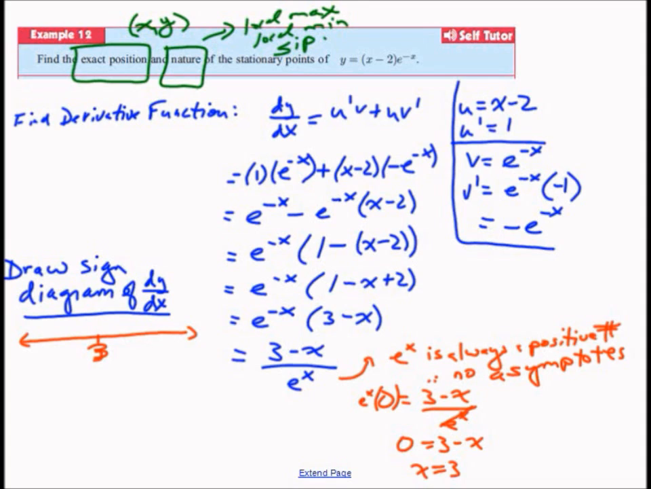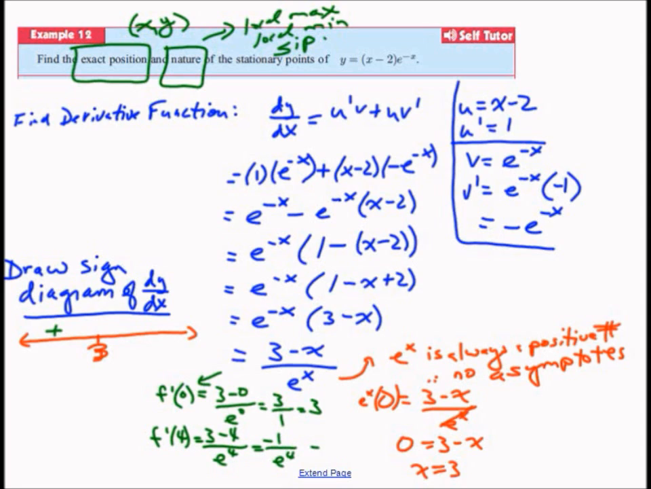Try some numbers in here. If you don't know what that looks like, it's fine. Just try some numbers in here. Something smaller than 3. Okay, so f of, let's say 0. That's an easy number to work with. That's 3 over 1, which is 3. That's a positive number. So positive. Something bigger than 3, let's try 4. (3 subtract 4) over e to the power of 4. That's going to be negative 1 over e to the power of 4, which is a negative number. So negative here.